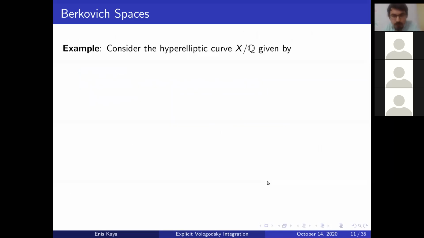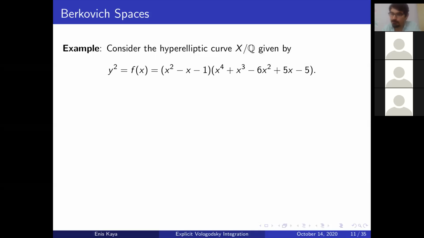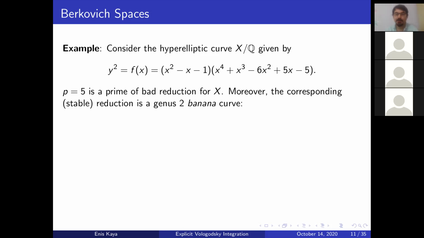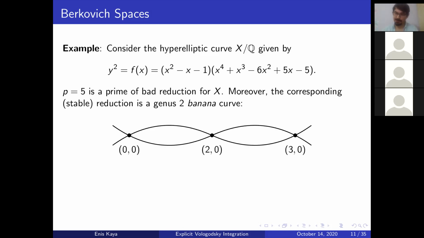I didn't define this properly, so let me give you an example. Here we consider the hyperelliptic curve given by this equation. As you see on the right-hand side, we have a polynomial of degree 6. And one can easily check that 5 is a prime of bad reduction for this curve. And actually, the corresponding reduction is a genus 2 banana curve. What is it? It is the union of two projective lines intersecting at 3 points, as in this picture. So this is my special fiber.